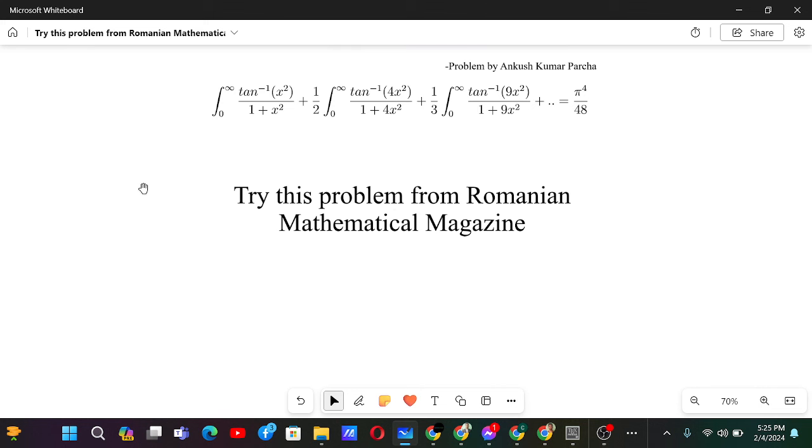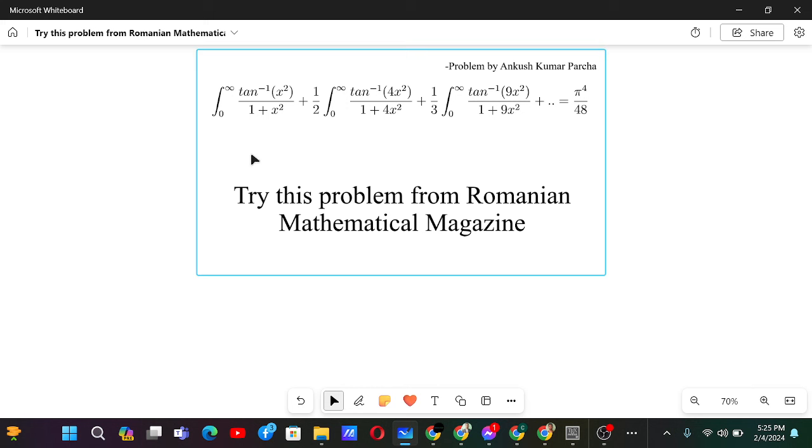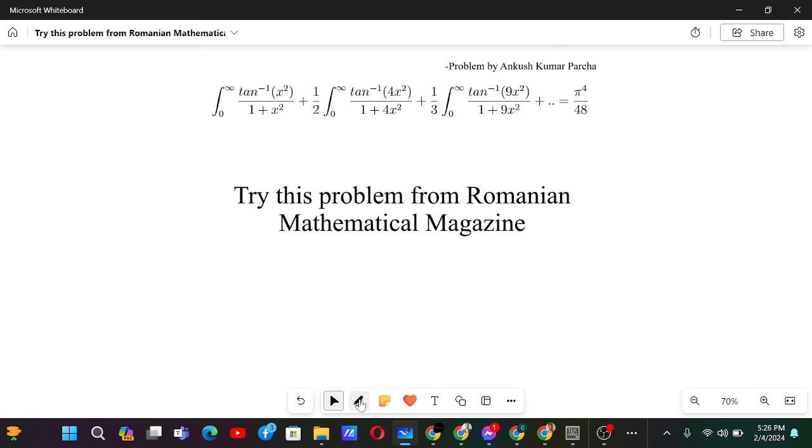Today we will solve this problem from Romanian Mathematical Magazine. This problem was proposed by Ankush Kumar Parcha from India, and let's see how we solve it. The first thing that we can do is to write this in terms of a sum.